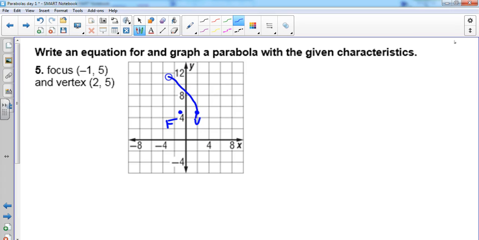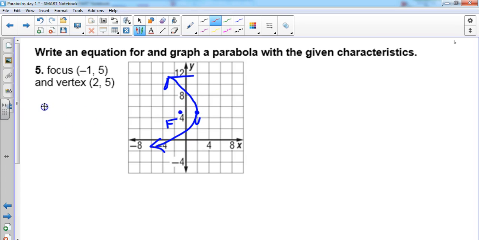It does open left. These are the ones I really don't care if you just do a really rough sketch, okay? I'm not going to make you label everything. It does say and graph, and it says on the homework with the given characteristics, but I just want a rough sketch, come up with the equation, okay? Otherwise, this assignment will take 2 days.